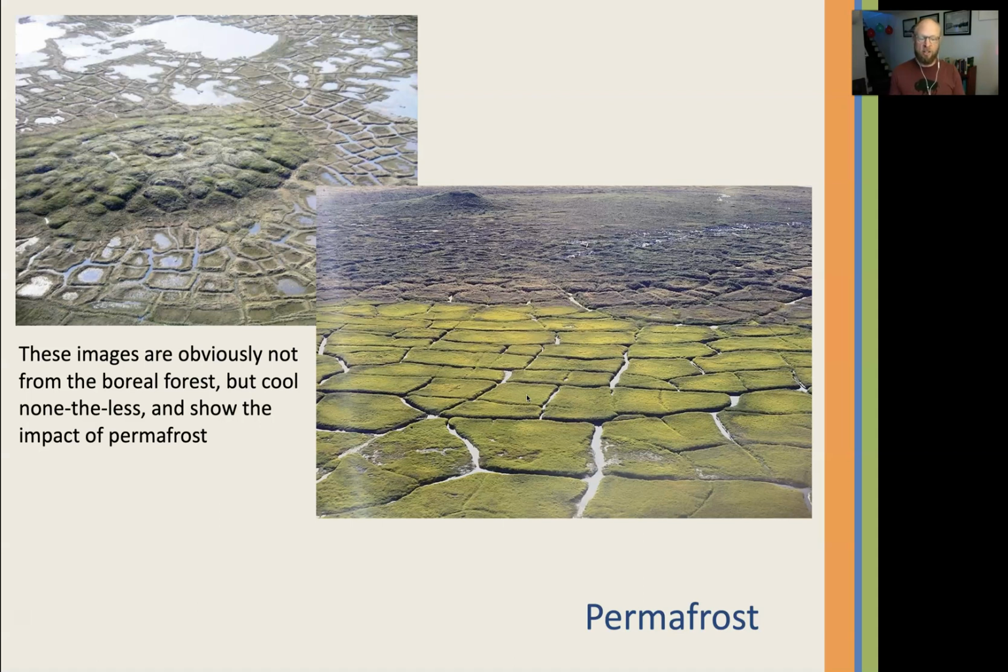As it freezes and thaws underneath the soil, it rips apart those shallower layers above it, and you get these unique patterns. So again, this is not the boreal forest, but it just shows that movement of the permafrost and the impact it might have on an ecosystem.